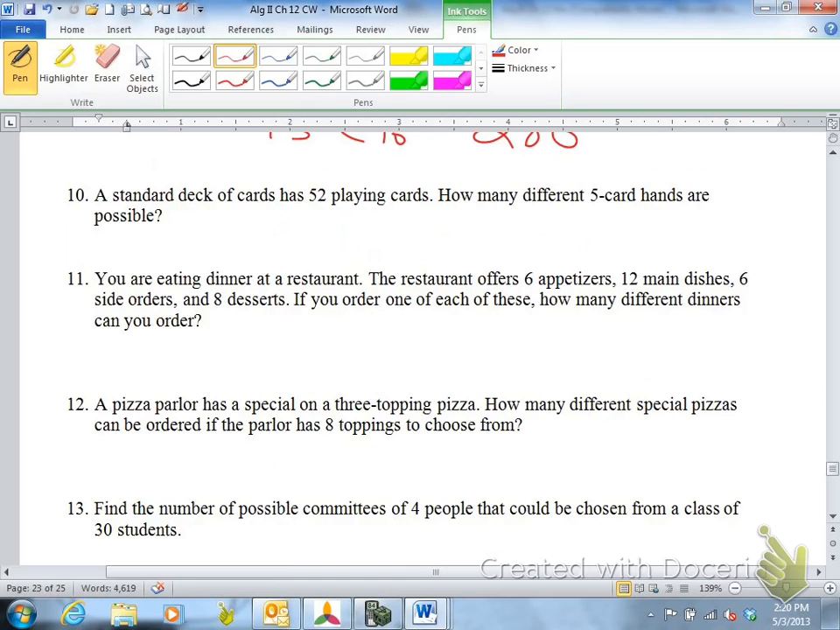A standard deck of cards has 52 playing cards. How many different 5-card hands are possible? This hand of playing cards is just a group of playing cards. It doesn't matter what order you hold those 5 cards in your hand, it's the same hand. So it would be 52, choose 5, which is 2,598,960. So 2.6 million different card hands when you're playing cards.